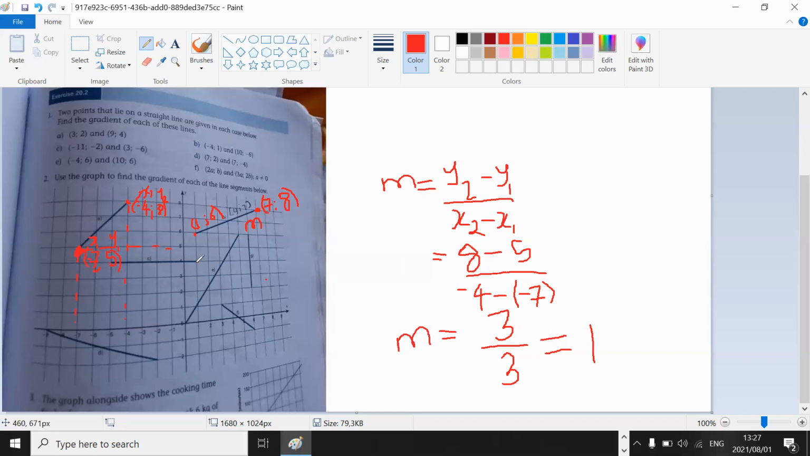And then we also check the endpoint. On the endpoint, the x value is what? It's 1. And then the y value is 4 again. It's 4, yes.